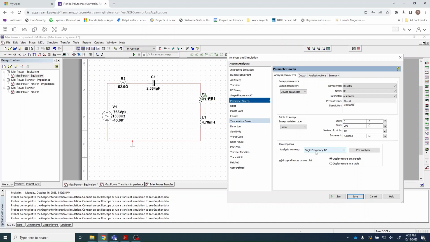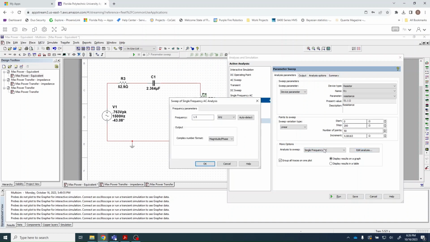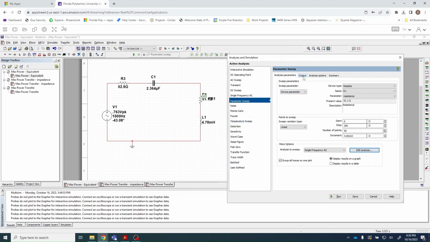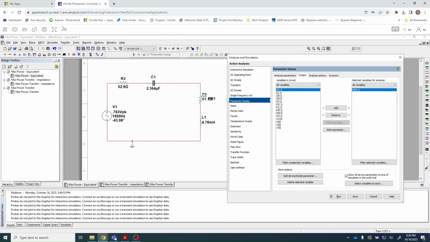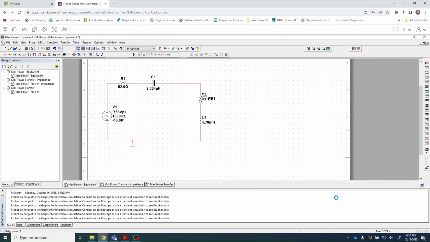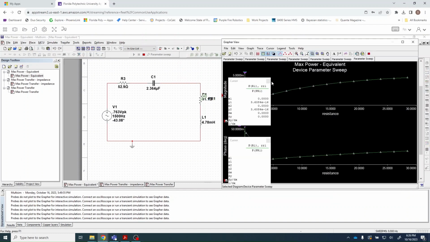The analysis is single frequency AC, and make sure that you select your working frequency. Usually this starts up at 1 hertz, so you can hit auto detect. And the number format is magnitude and phase. Then I'm going to go to output and make sure that the probe that I placed on the resistor is the output. Okay, so let's run this and see what it shows here.